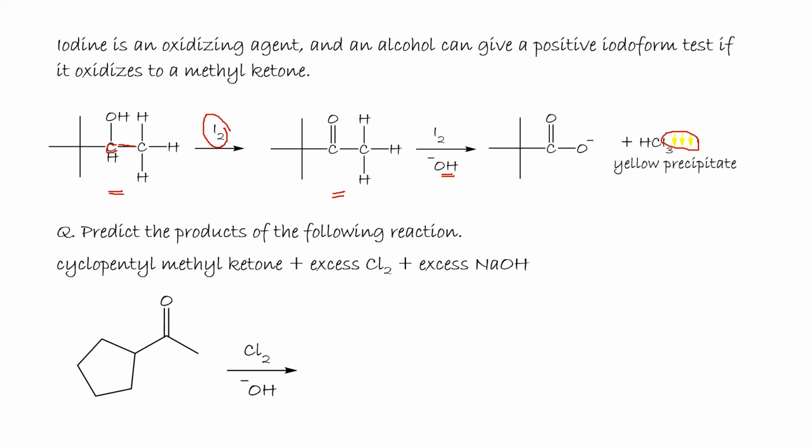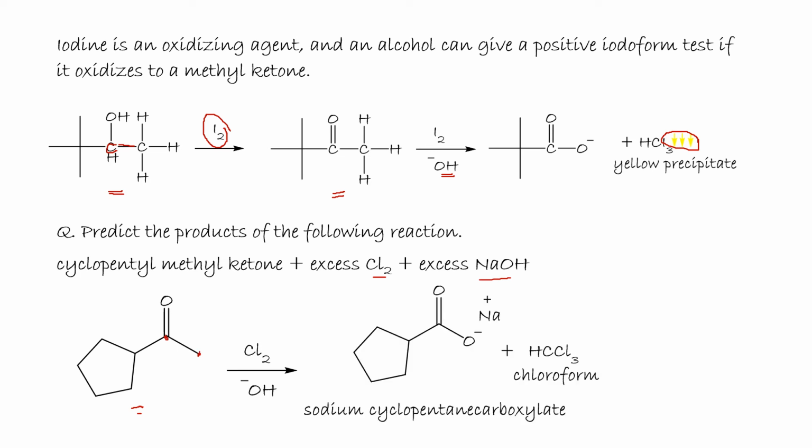Predict the products of the following reaction: cyclopentyl methyl ketone, excess chlorine and sodium hydroxide. Well, we have here a carbonyl, we have here CH3. So what we are expecting is trihalogenation in here, and cutting this, forming the carboxylate, so it will be sodium cyclopentanecarboxylate, and HCCl3, chloroform.